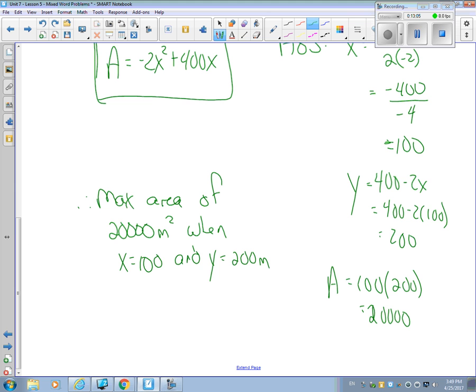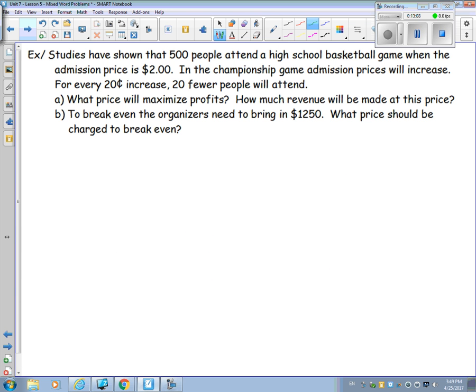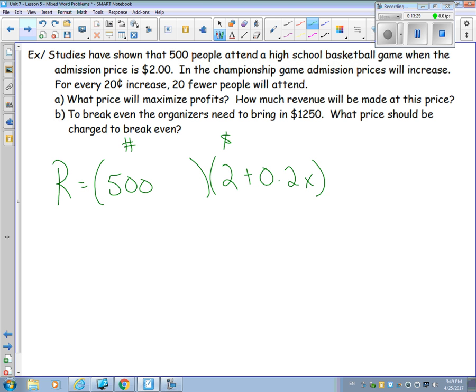All right, last one. Finish it off on a good old money problem. Studies have shown 500 people attend a basketball game and the admission price is $2. Okay, so revenue. We know it's 500 people, $2. Number, price. We're going to change it, right? For every 20-cent increase, it goes up 20 cents. Every time I change the price, the number changes. What happens to our people? Ooh, they drop by 20. That's reasonable. What price will maximize profits?